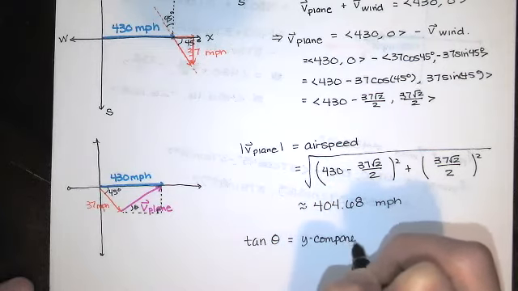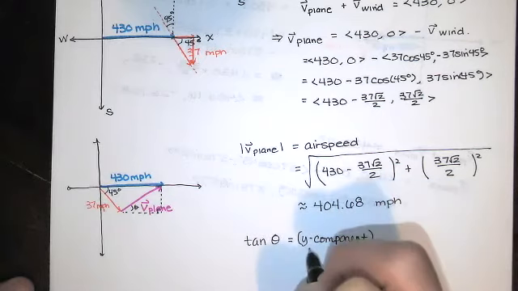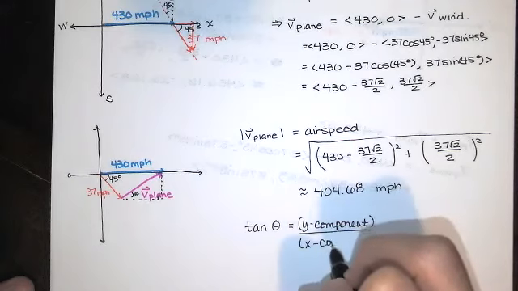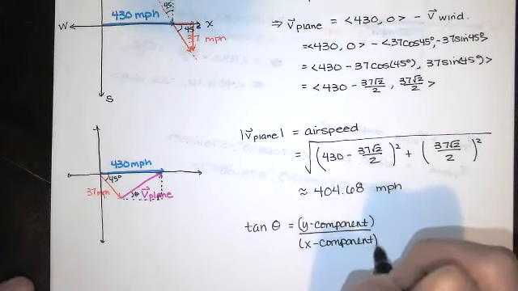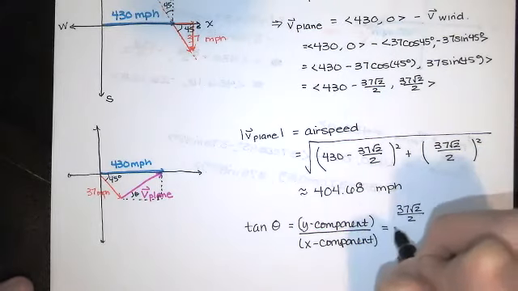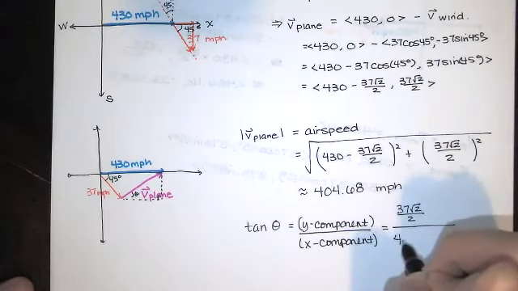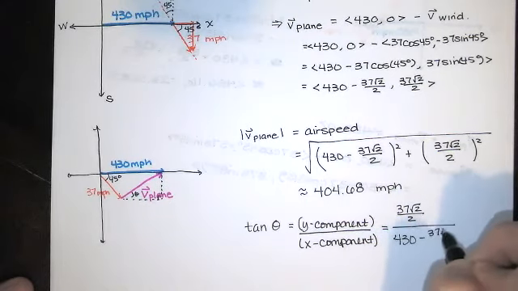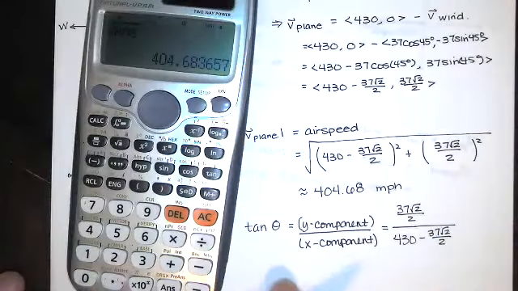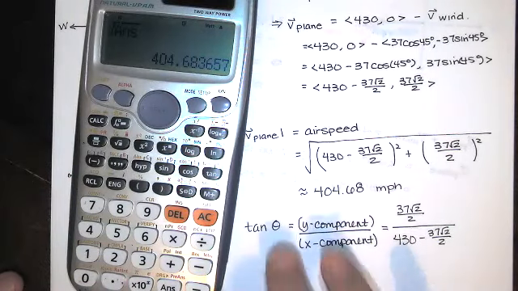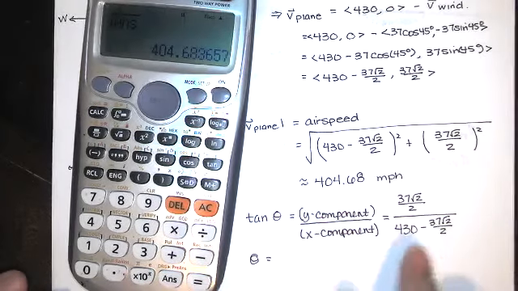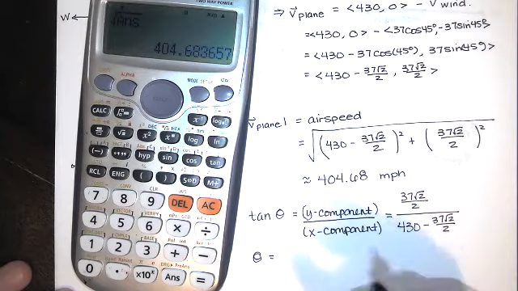And I'm just going to write that out in words. I know in physics class you use a subscript with a y. We're not going to do that here because we're going to use that for partial derivatives later. We're going to take our 37 root 2 over 2, and we'll divide by the x component, which is that 430 minus 37 root 2 over 2. Okay, so the tangent of our angle is equal to this. So theta, that's the angle with the horizontal, is going to be the inverse tangent of this.